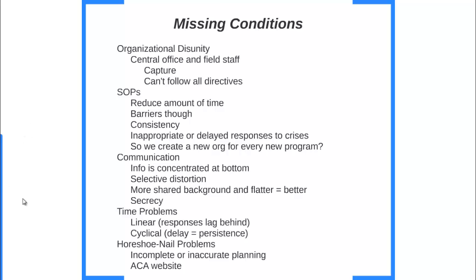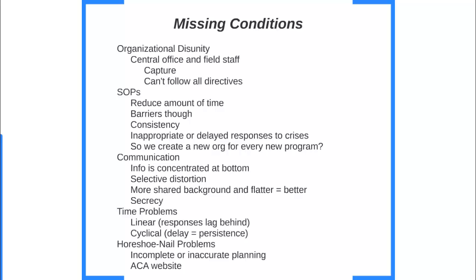And then lastly, we have what we call horseshoe nail problems: incomplete or inaccurate planning when we create new policies and programs. One of the great examples here, we had lots of national legislation that was requiring coal mines to be inspected. And then there was never enabling legislation to actually fund the hiring of these inspectors. And we learned about that, of course, when the mines started collapsing in Pennsylvania, West Virginia, when we saw what was happening internationally in Chile.